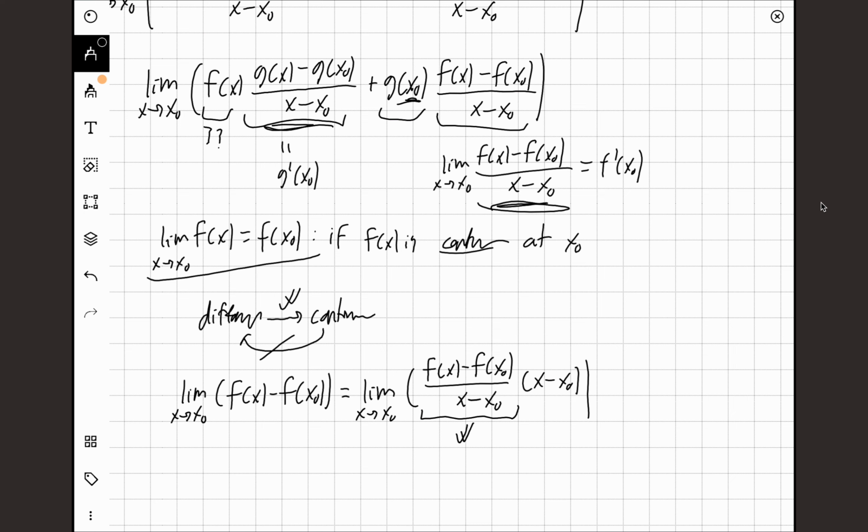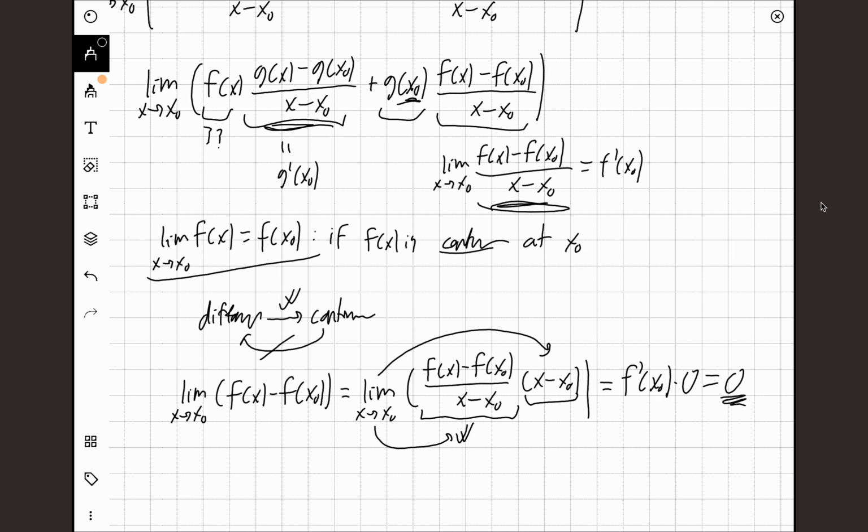this limit exists. And what about this limit? Well, this limit obviously also exists. It's just x goes to x0, so it will equal 0. So we can distribute the limit between these two. We are allowed to because they both exist. And it just equals the derivative of f at x0 times 0. And obviously, that just equals 0.